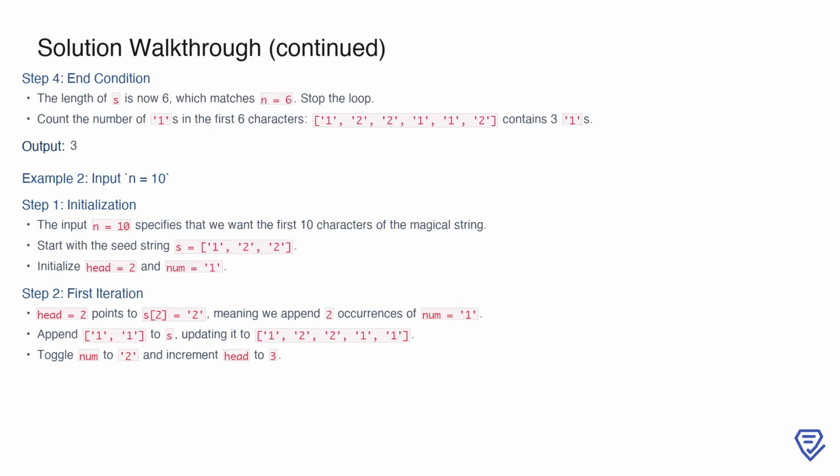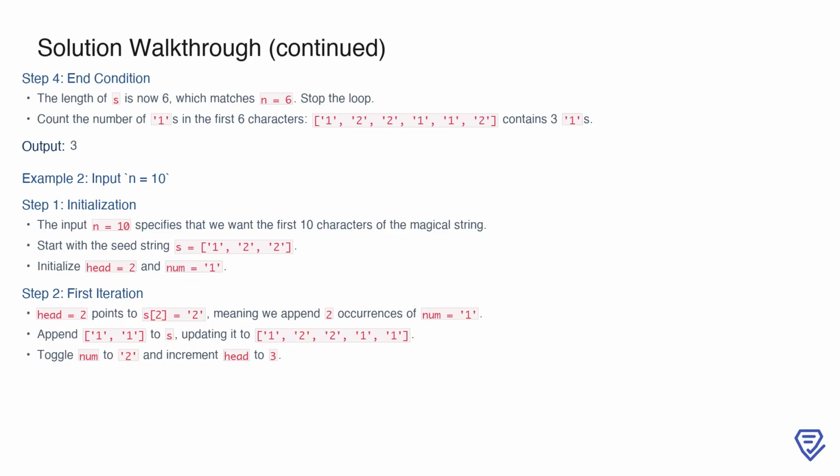Now, we check the end condition. The length of the string s has reached 6, which matches the input n. At this point, we stop the loop and determine the output by counting the number of 1s in the first 6 characters of the string. Looking at the sequence 1, 2, 2, 1, 1, 2, we find that it contains 3 occurrences of 1.